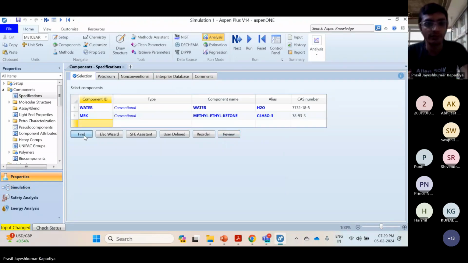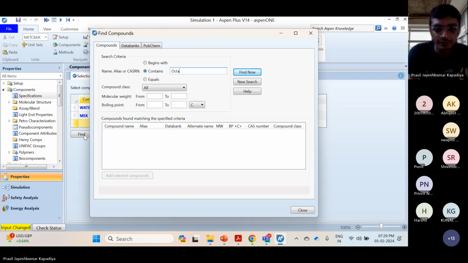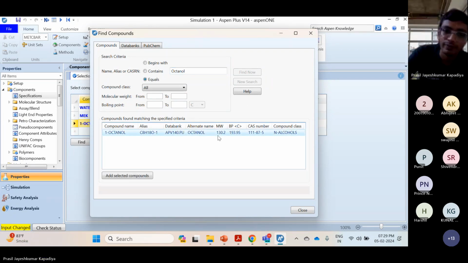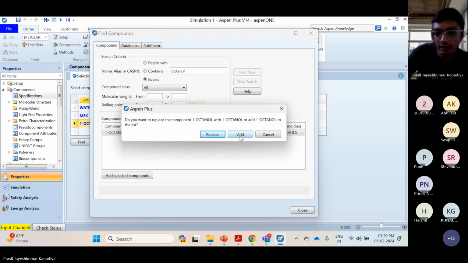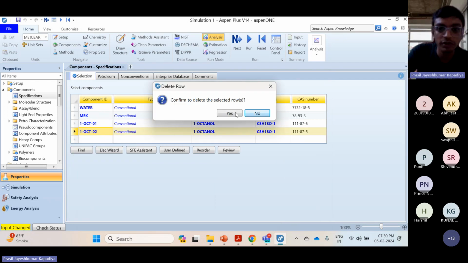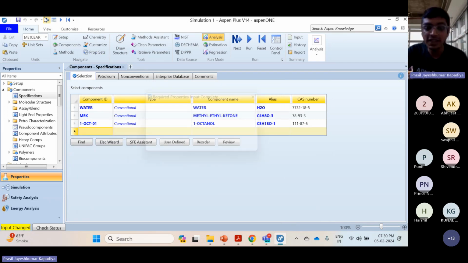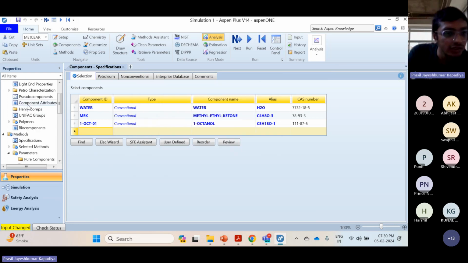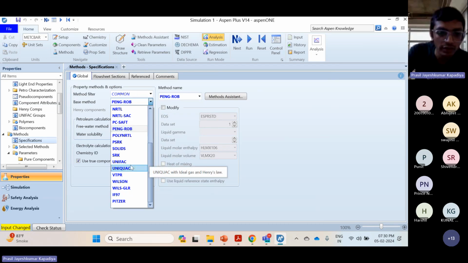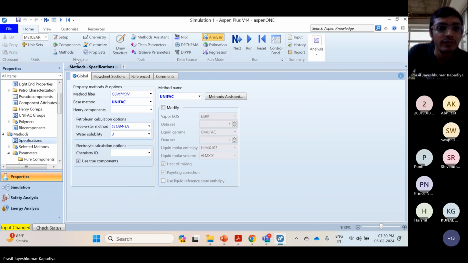Okay, so octanol. Add. Oh, I have added that 2 times, remove one. Now go to next. This is a liquid extraction. Wait, I need to change property methods. First, methods specification. We are going for Unifac. Now go to next.